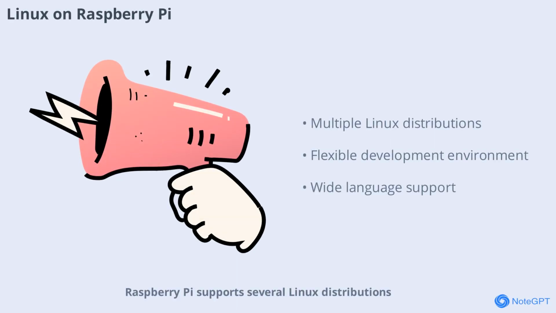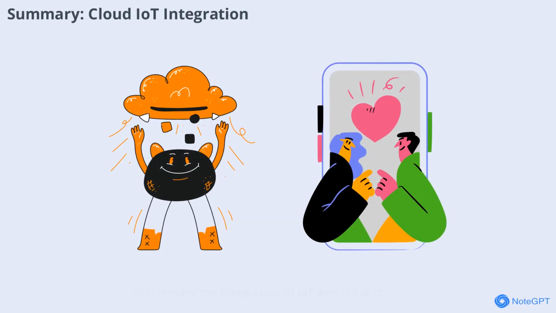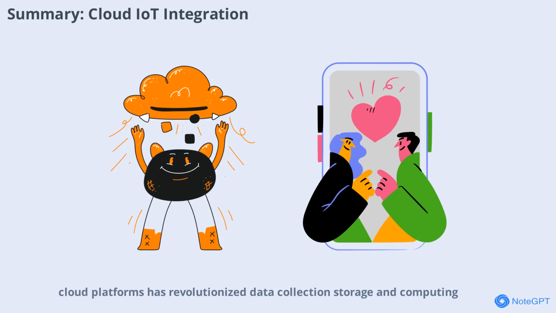Raspberry Pi supports several Linux distributions, including Raspbian optimized for Raspberry Pi, Fedora-based distributions, RaspBMC, OpenELEC and RISC OS. These operating systems provide a flexible environment for developing and running IoT applications, supporting a wide range of programming languages and tools. In summary, the integration of IoT devices with cloud platforms has revolutionized data collection, storage, and computing.